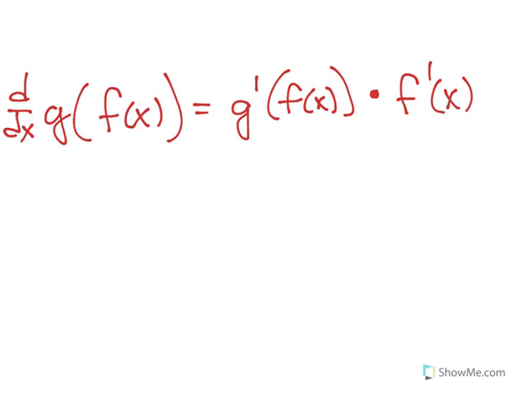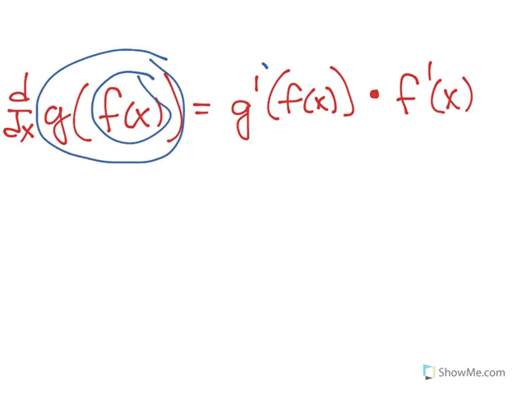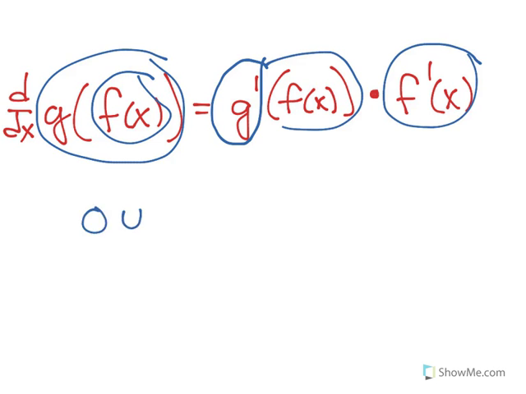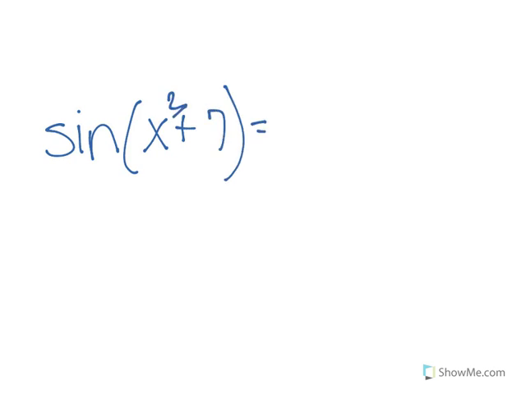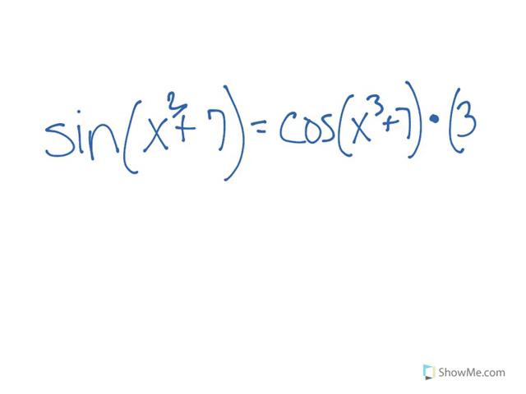The formal way of looking at the chain rule is the following. When you have one function trapped inside of another function, the derivative is: take the derivative of the outside first, keep the original inside, and then take the derivative of the inside. So the way I just think about it is outside times inside. As a quick example, the derivative of the sine of x cubed plus 7 is equal to the derivative of sine of something, which is cosine of something, x cubed plus 7, times the derivative of the inside, which is 3x squared.